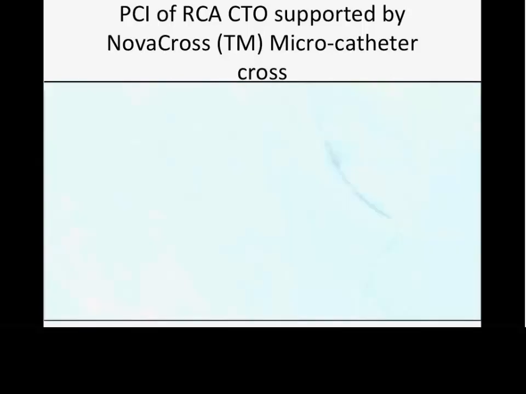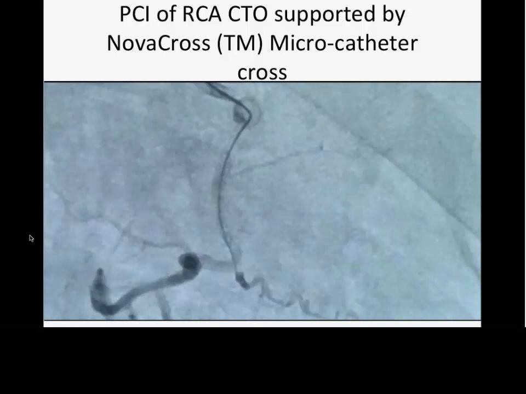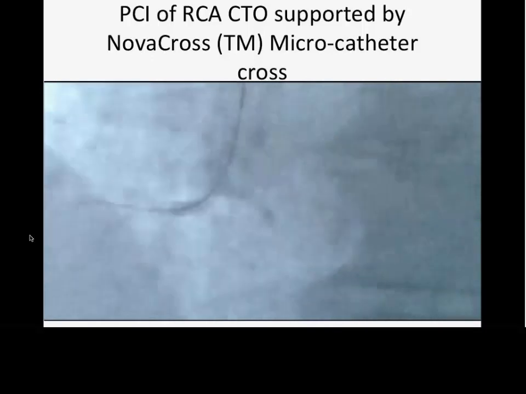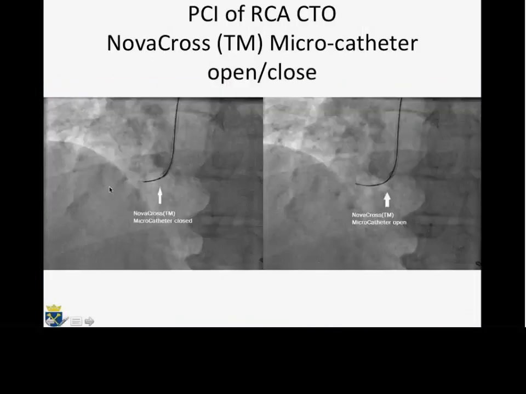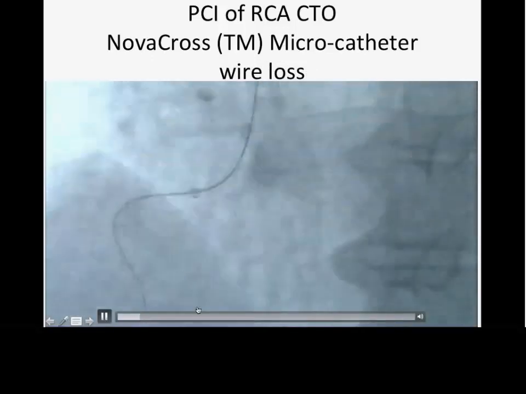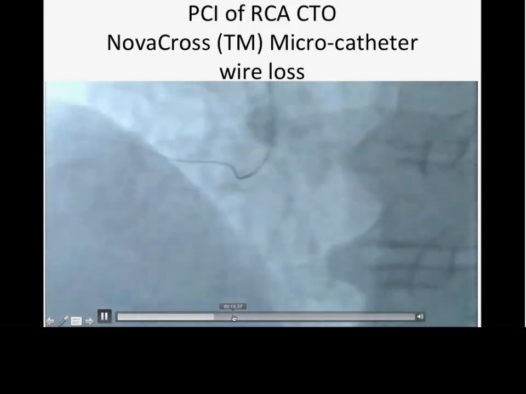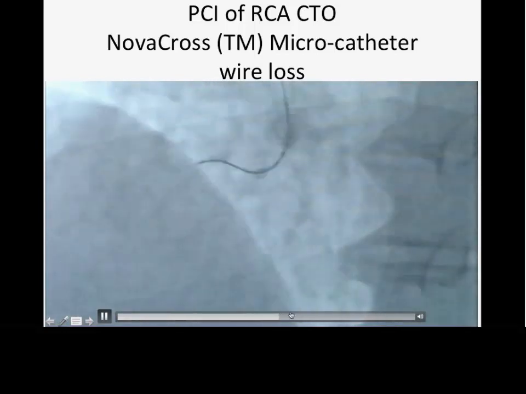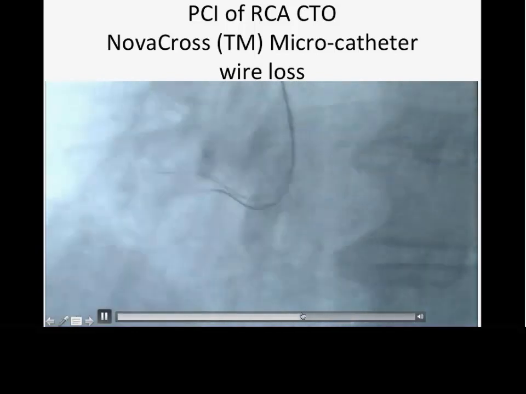Here is the probe, trying to go a little deeper, but with a stiff wire, you see, I lose everything. Here you can see the system closed and the system open. You can see three small dots here. The system is open, here is closed. And finally, I lose the wire within the occlusion, and I tried to go without this system with other wires, but it was impossible.